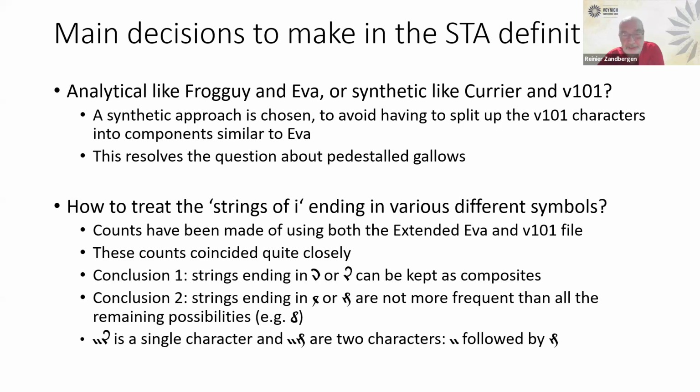So these were separated into their components. As a result, the character that looks like IIR is considered a single character, whereas the character which is Eva IIM is split up into two: II as one, and the M, Eva M, as the second.